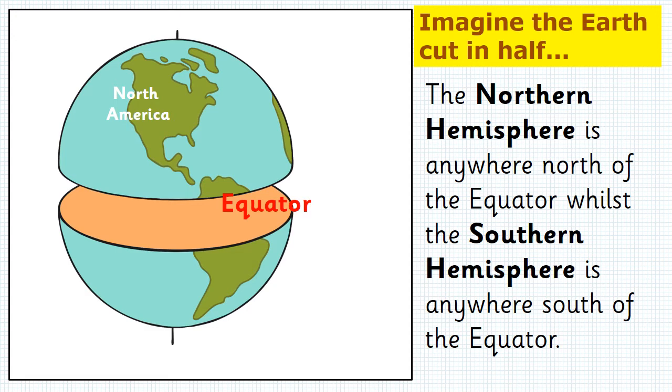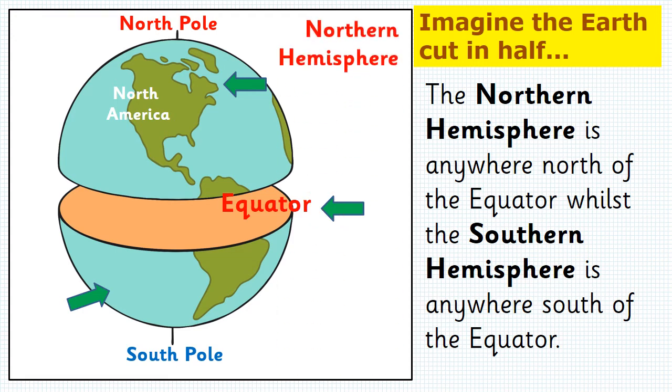Imagine the earth cut in half. The northern hemisphere is anywhere north of the equator, whilst the southern hemisphere is anywhere south of the equator. So north is up, south is down. Northern hemisphere, equator, southern hemisphere. North Pole, South Pole. Northern Hemisphere, Southern Hemisphere.